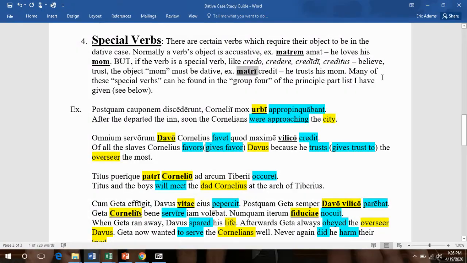Now, if you think about it, there's a reason why. That's because built within the verb itself is kind of a ditransitive quality, in that when you say he believes, it's literally he gives belief to. So built within the verb credo is both the verb action transitively, the direct object, which in this instance is he gives belief, and then the object is the dative word from that special verb.